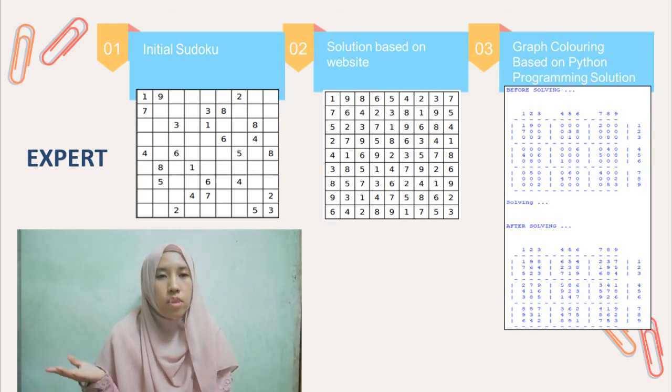For the expert level of Sudoku, it has the least number of clues given for the 9x9 grid. However, the graph coloring code in Python is able to generate the output for the expert level of Sudoku. The output of the expert level is the same as the solution from the website. Hence, we can conclude that for the 4 levels of Sudoku, the code using the graph coloring method is able to solve all 4 levels of Sudoku.